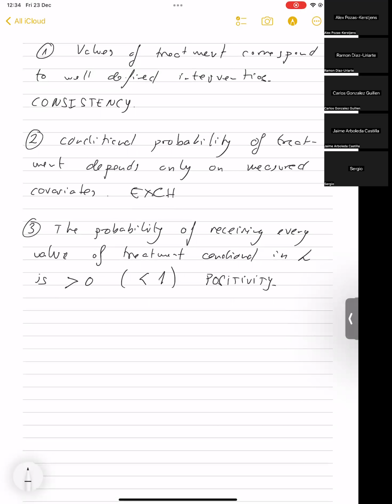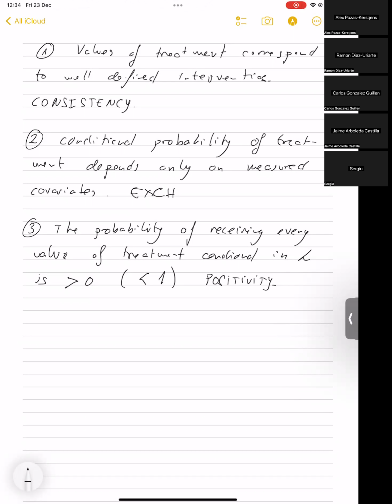And the third one, the probability of receiving every value of treatment conditionally on L is greater than 0. That holds also by construction, because for instance, in fully randomized experiments, we give treatment with a certain probability and don't give treatment with another probability. And both of them are greater than 0. Otherwise, we would not have two groups to compare. And now we will discuss these conditions in the context of observational studies.